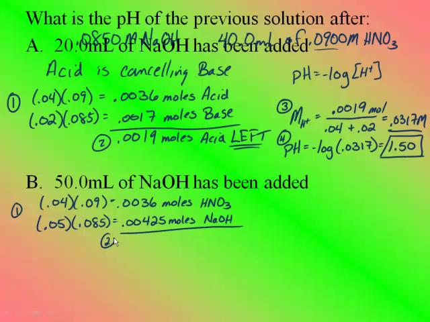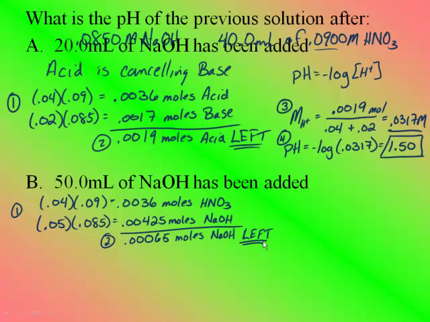Step 2 is find out how much has been neutralized and how much is left. So I subtract them. 0.00425 minus 0.0036 is 0.00085 moles. I'm sorry, 0.0065 moles. Now, this is moles of sodium hydroxide left. Okay? So that's how much base is left, because notice that my base is greater than my acid.